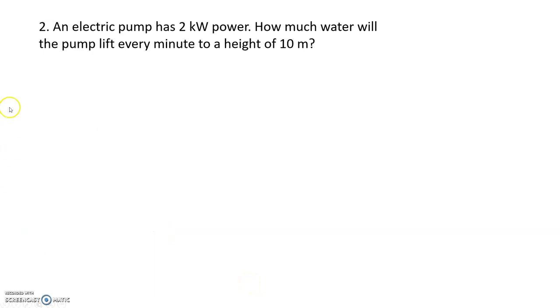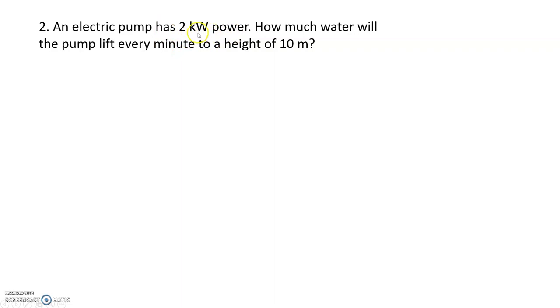Let's go to the next sum. An electric pump has 2 kilowatt power. How much water will the pump lift every minute to a height of 10 meters? An electric pump has 2 kilowatt power. That means power is 2 kilowatt.